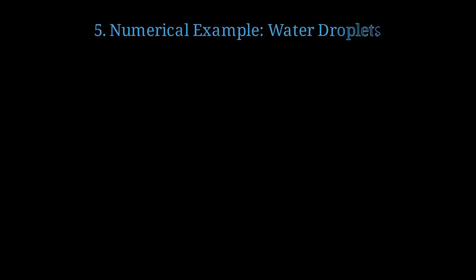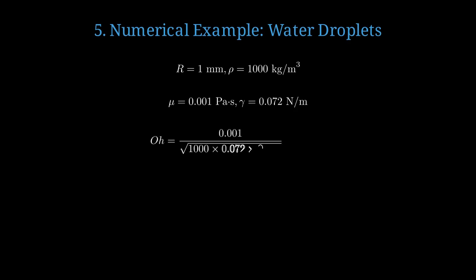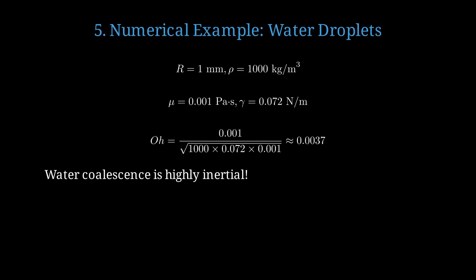Let's work through a real numerical example with water droplets. Consider water droplets with radius 1 millimeter and density 1,000 kilograms per cubic meter. Water viscosity is 0.001 Pascal seconds, and surface tension is 0.072 newtons per meter. Calculating the Ohnesorge number, 0.001 divided by the square root of 1,000 times 0.072 times 0.001 gives approximately 0.0037. This small Ohnesorge number means water coalescence is highly inertial, with dramatic dynamics.